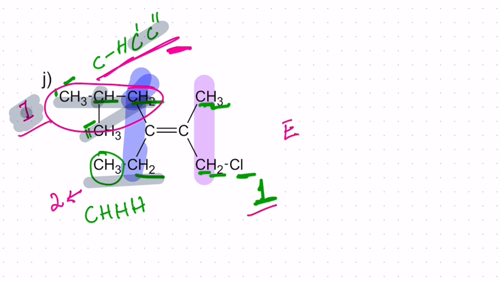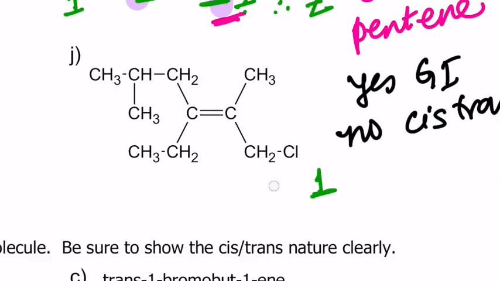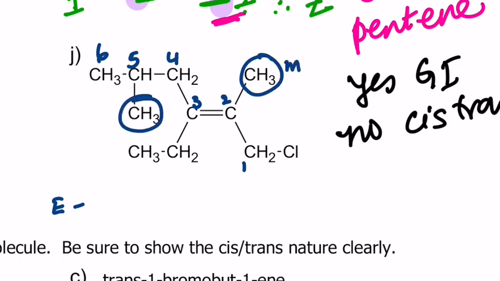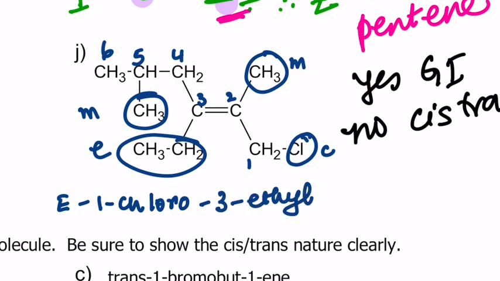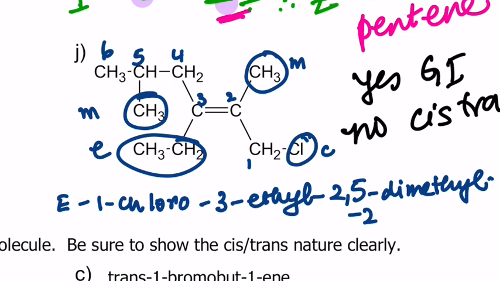Okay, and then coming back to the name, because the 2 high priority groups are on opposite sides, this would be E, and the whole name is E. So let me put up a clean version of this to get the name done. So then the name becomes E, and let's do the numbering 1, 2, 3, 4, 5, 6, the longest carbon chain, and you have substituents methyl, methyl, ethyl, chloro. So the name is 1-chloro, 3-ethyl, 2,5-dimethyl, and I didn't leave space for myself, but 2-hexene.